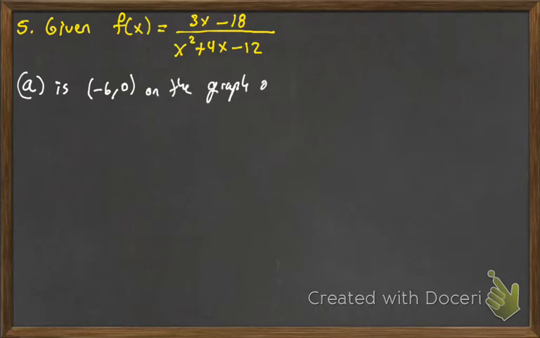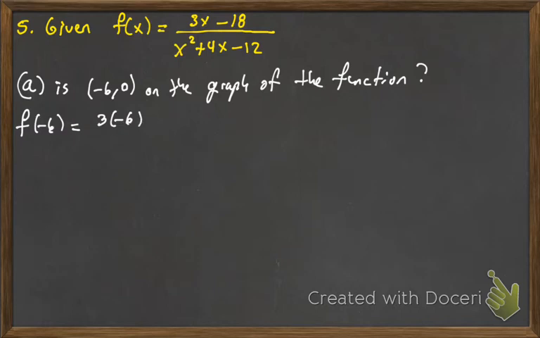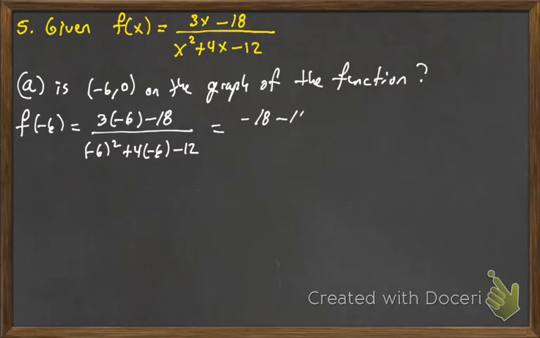And so what we want to do is plug in the x value of negative 6 and see if we get the y value of 0. So f of negative 6 is 3 times negative 6 minus 18 all over negative 6 squared plus 4 times negative 6 minus 12. So it's going to be negative 18 minus 18 all over 36 minus 24 minus 12. So the top is going to be negative 36 and the bottom is going to be 0.